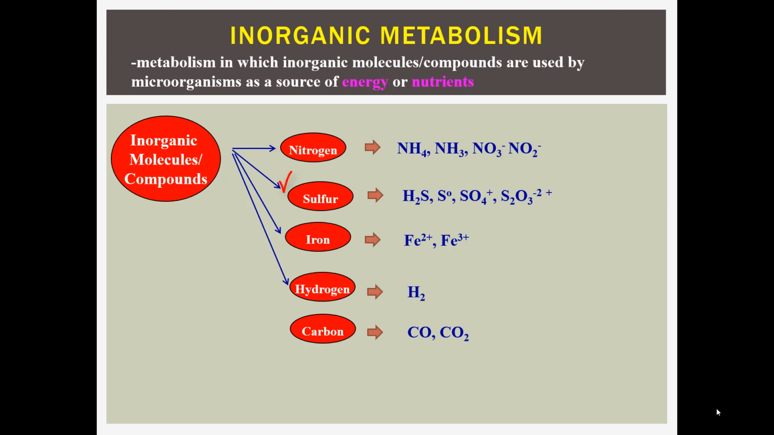Inorganic sulfurs include hydrogen sulfide, elemental sulfur, sulfate, and thiosulfate. Inorganic irons include ferrous iron and ferric iron. Inorganic hydrogen include hydrogen gas, and inorganic carbon include carbon monoxide and carbon dioxide.